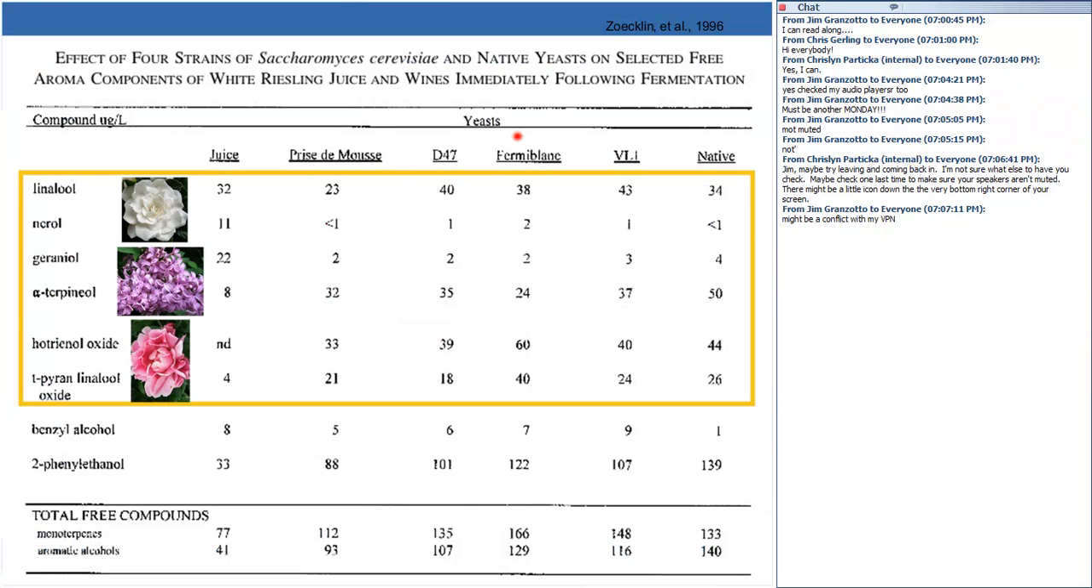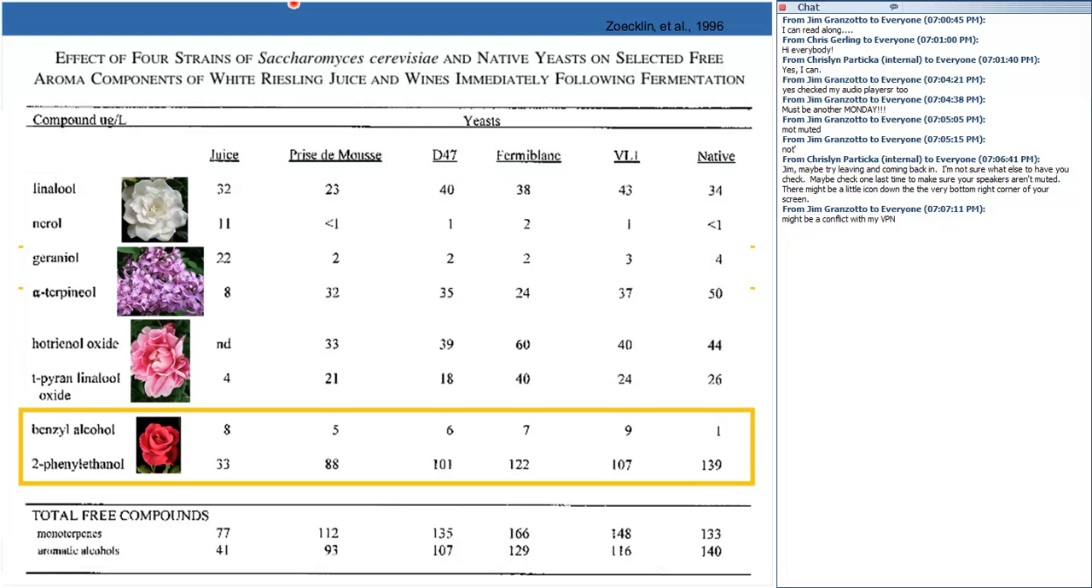The VL1 and Fermi Blanc are known to be pretty aromatic and increasing some of these compounds. And then he also used a native yeast fermentation, and you can see that in some cases, with some of the monoterpenes, the native yeast did better, and others it didn't. And if you look at overall the monoterpenes down at the bottom, it's actually not any better than some of the other selected yeast strains. And actually the Fermi Blanc showed a really high quantity of these monoterpenes.